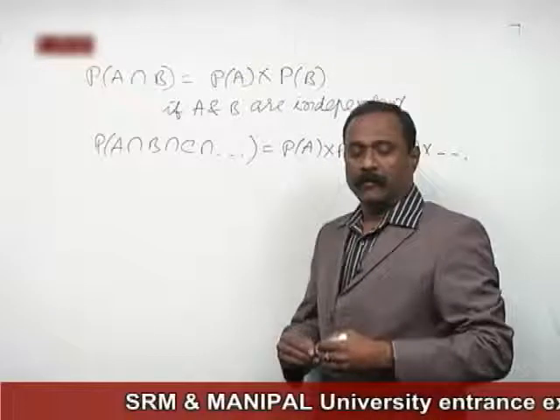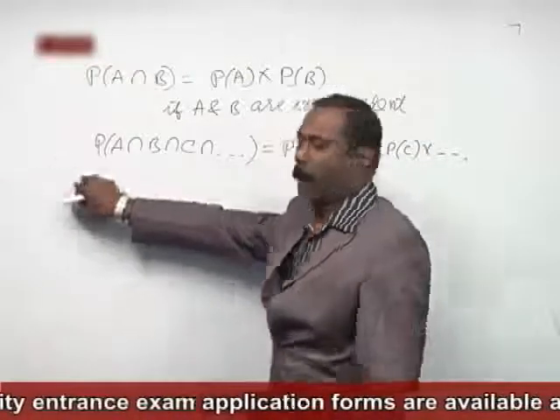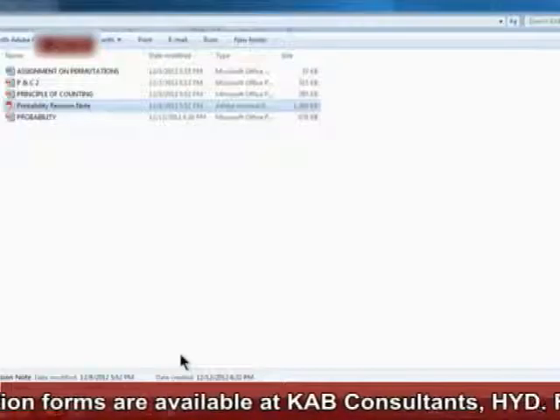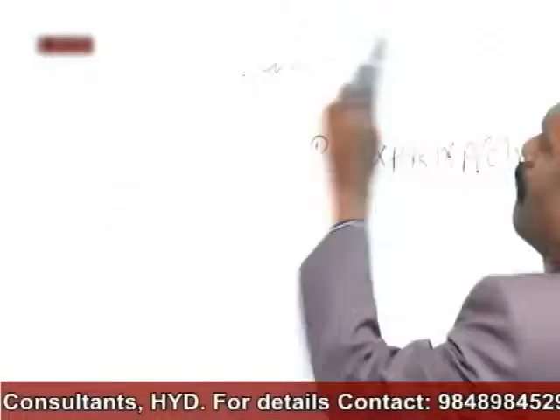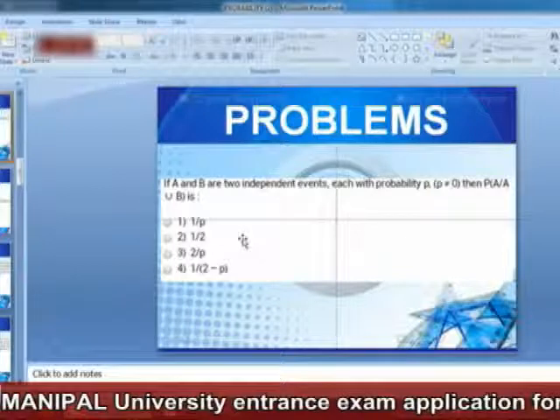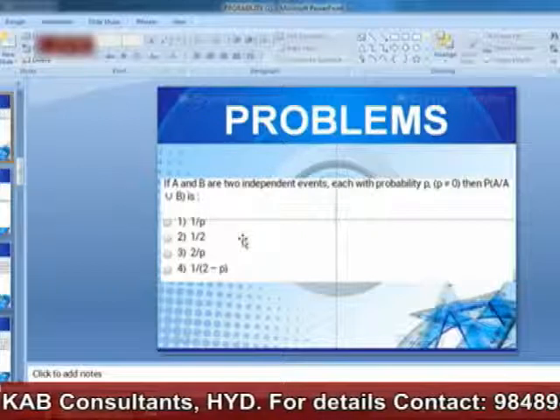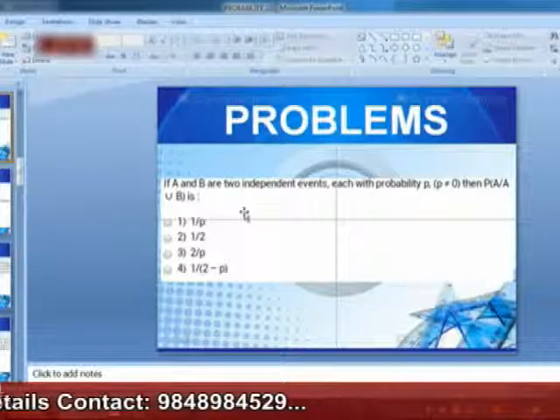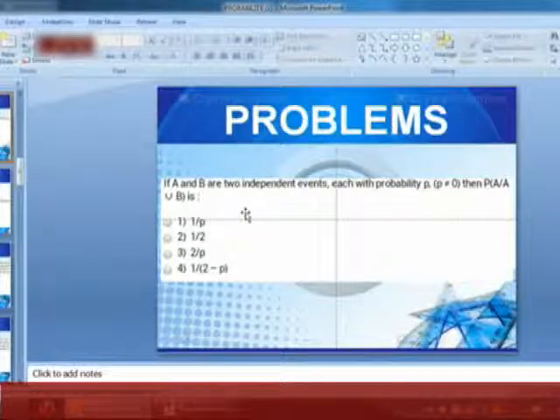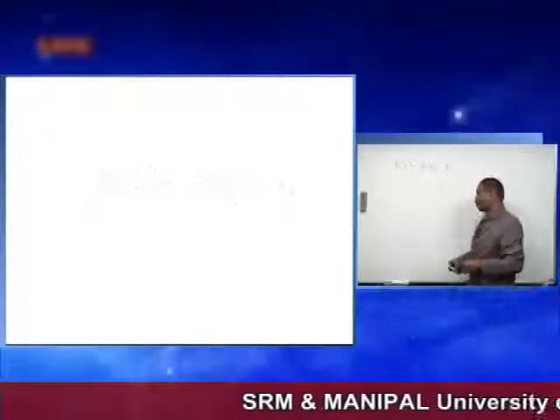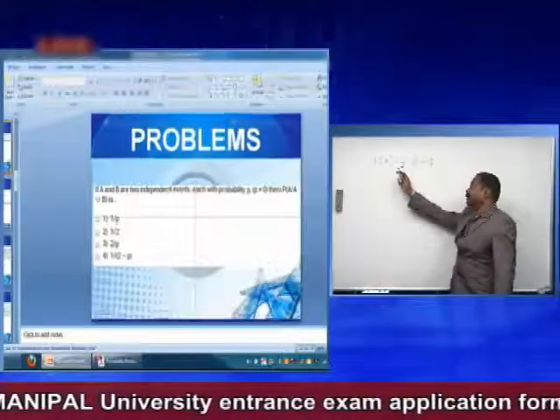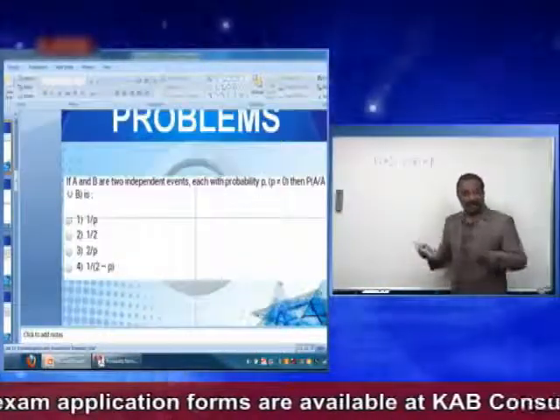Okay. Now, go to the slides. Let us work out the problems based on this now. Please go through the problem. If A and B are two independent events, each with probability P, that is, it is given that A and B are independent events.